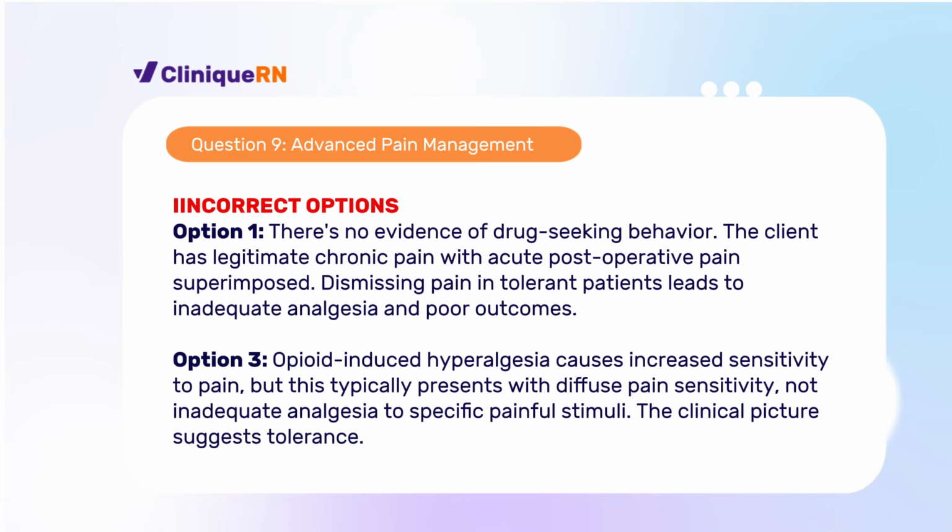Why are other options incorrect? Option 1. There's no evidence of drug-seeking behavior. The client has legitimate chronic pain with acute post-operative pain superimposed. Dismissing pain-intolerant patients leads to inadequate analgesia and poor outcomes. Option 3. Opioid-induced hyperalgesia causes increased sensitivity to pain, but this typically presents with diffuse pain sensitivity, not inadequate analgesia to specific painful stimuli. The clinical picture suggests tolerance.